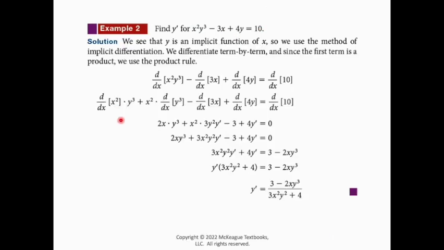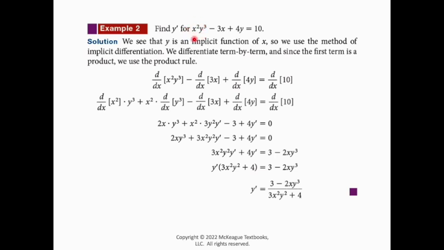Let's look at another example. Example 2. We have x squared y to the third minus 3x plus 4y is equal to 10. And we're going to find y prime. So I need to take the derivative of each term. And then as I do that, when I take the derivative of y, because we know y is equivalent to some other expression, because it's the dependent variable, we have to use the chain rule.